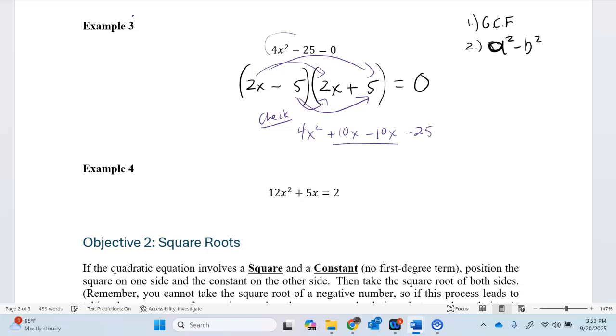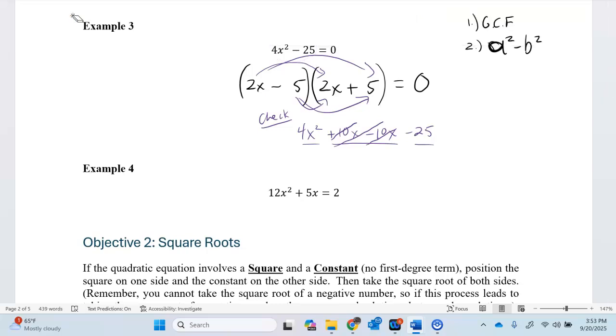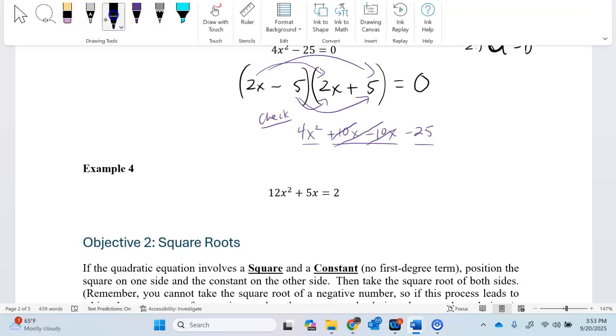And the reason there's no x term for these is because it would cancel out if you did the multiplication of what you got when you factored. It's always going to happen. 10x minus 10x is 0. And then you get your original equation. And that is why it works. Difference of squares. Okay? So that's the factorization piece.